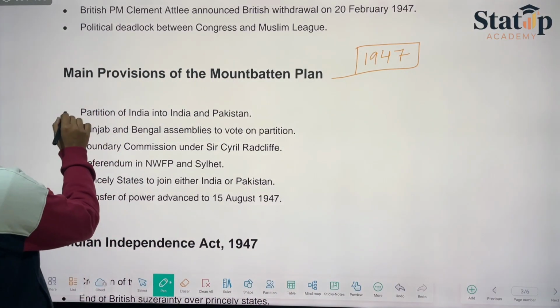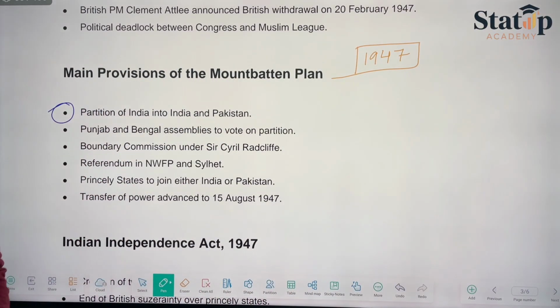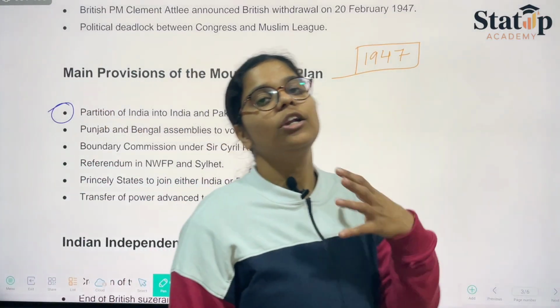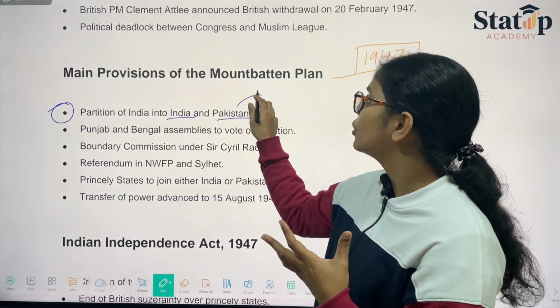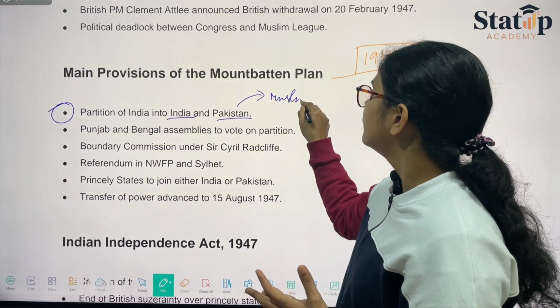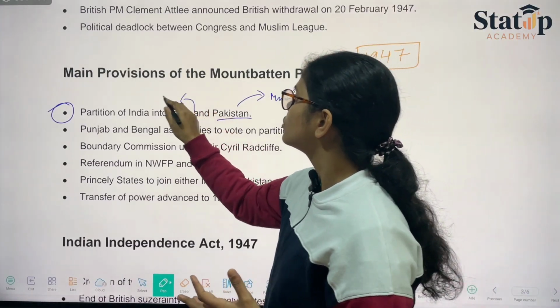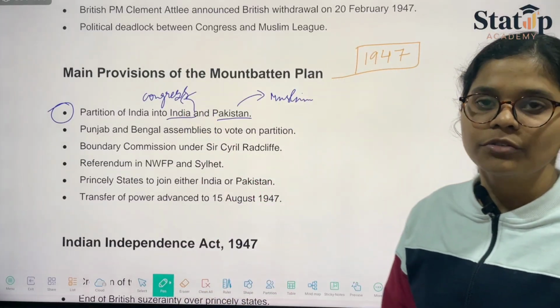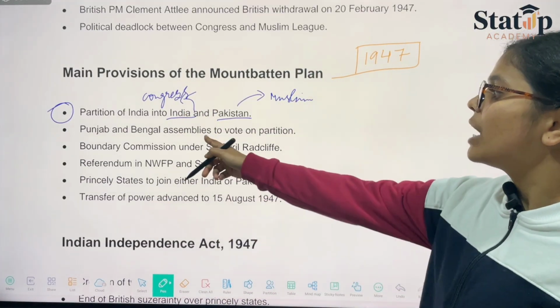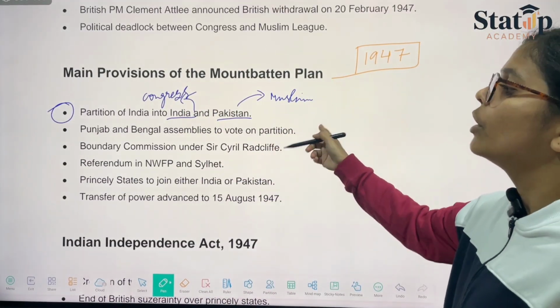First of all, there would be the partition of India. That means the whole of India will not remain whole. It has to be partitioned into India and Pakistan, because there was the Muslim League and there was who? There was Congress. Therefore the partition was to be done. Then the Punjab and Bengal assemblies were to vote on partition.